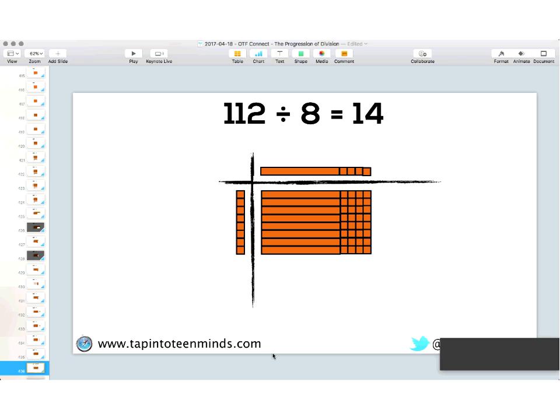So if we go ahead and break down our base 10 blocks, the key here is that if I'm taking a number and I'm dividing it by 8, one of my dimensions is 8. So I'm going to have to create a rectangle where one of my width or length is 8, and I'm basically going to use trial and error by rearranging my manipulatives in order to determine what the missing dimension is.